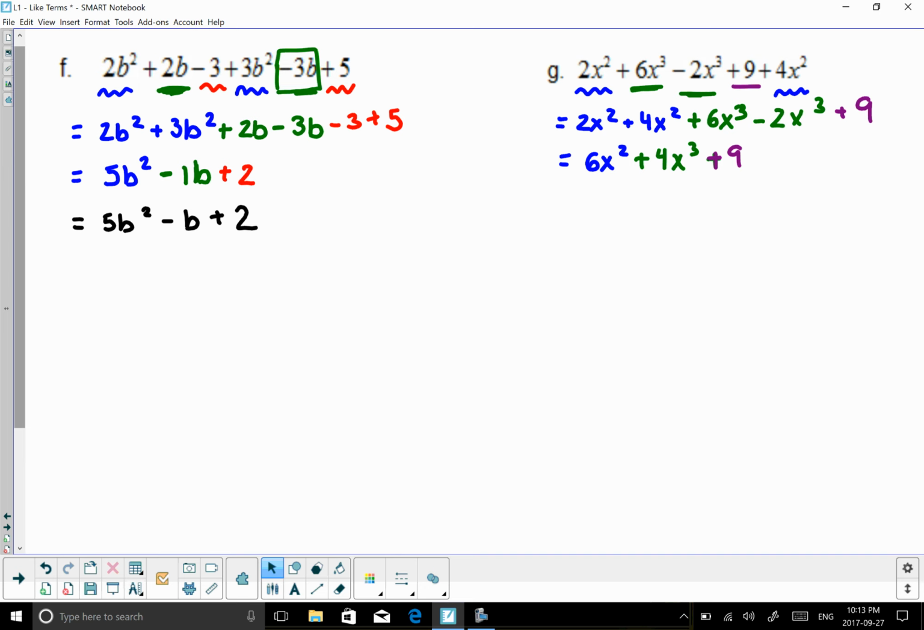So again, like terms, you're just adding, subtracting, you're collecting the like terms, so anything with the same exponent or variable. So you're looking, these are unlike terms because they do not have the same exponent. These two have the same exponent with the same variable x, so you can add those. But these do not have the same exponent with the same variable, so you wouldn't be able to add those.